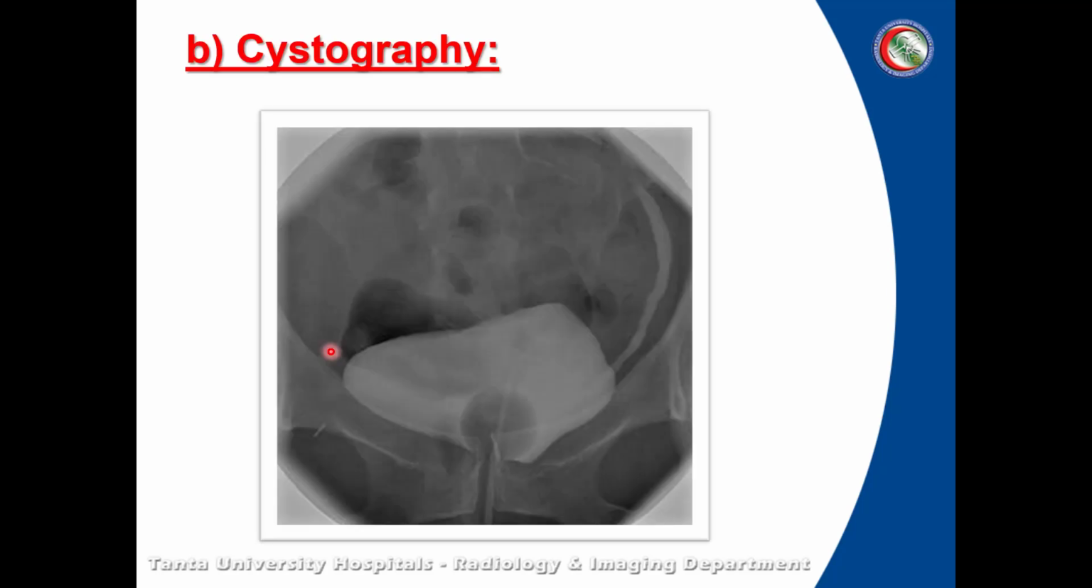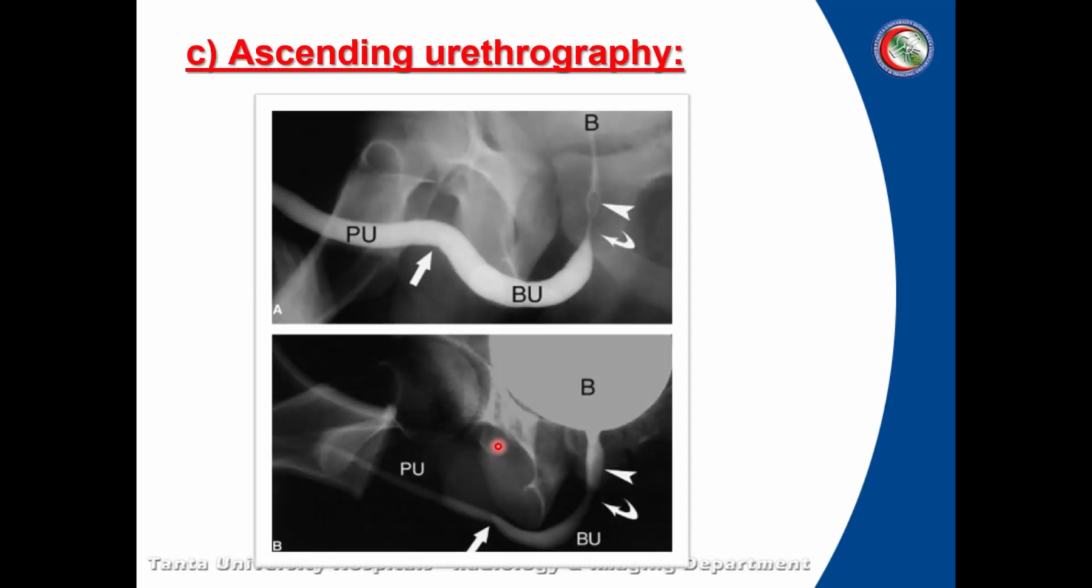The second imaging modality in contrast media is cystography. Cystography is an important imaging modality for the urinary bladder by introducing a urinary bladder catheter, then injection of contrast medium and imaging the patient for assessment of the urinary bladder. The third one is ascending urethropography, which is important for assessment of the urethra of the patient.